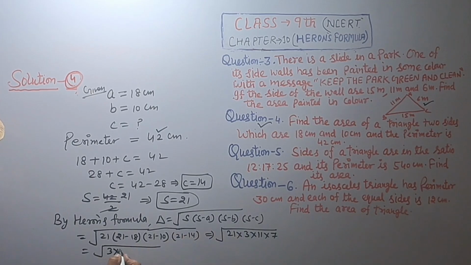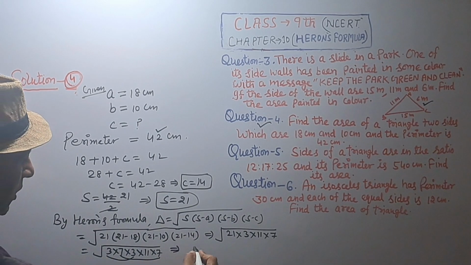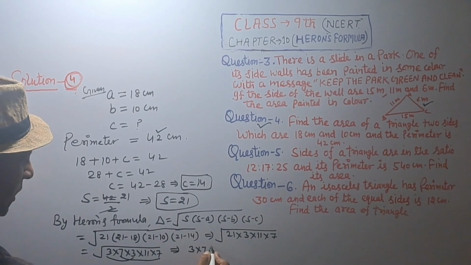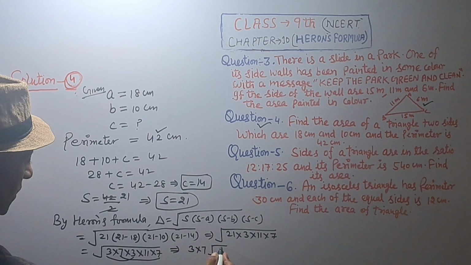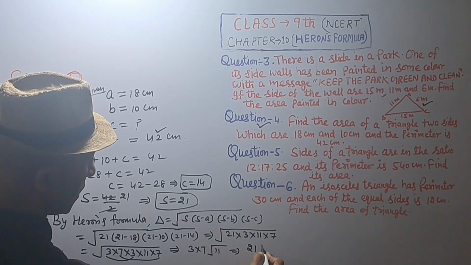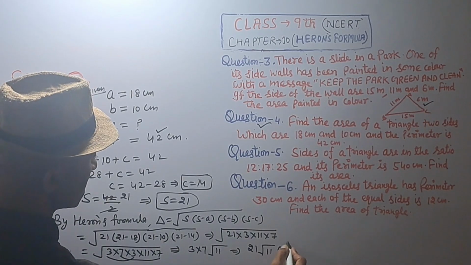21 is equal to 3 multiplied by 7 into 3 into 11 into 7. One pair of 7, one pair of 3. We get 3 into 7 in bracket root 11, which implies 21 root 11 centimeter square.